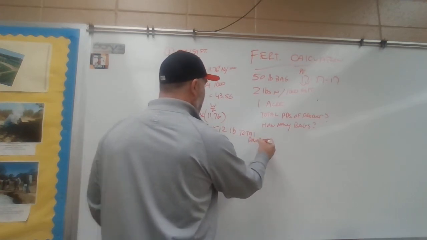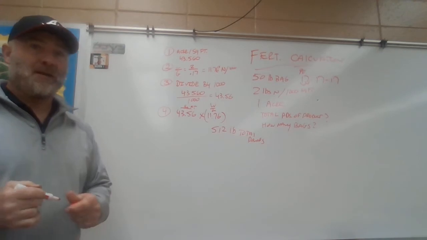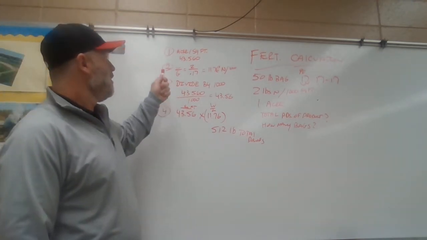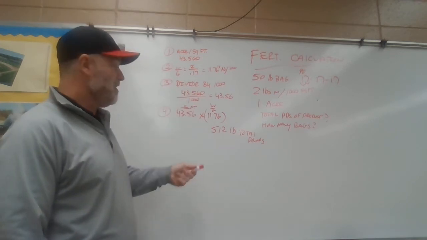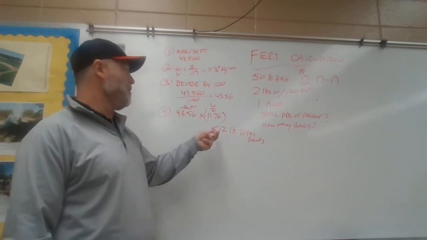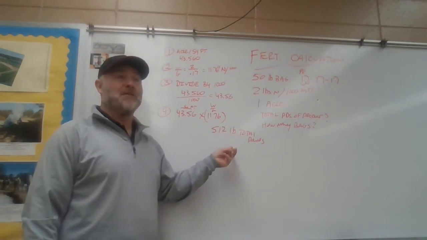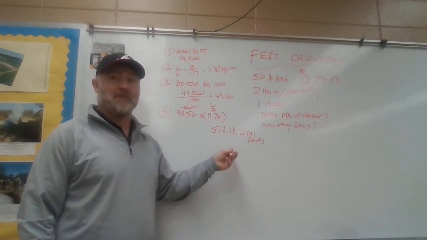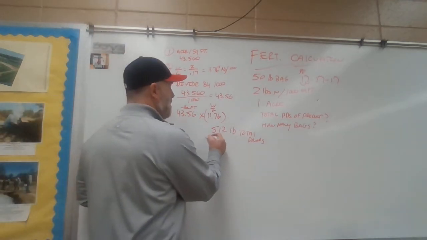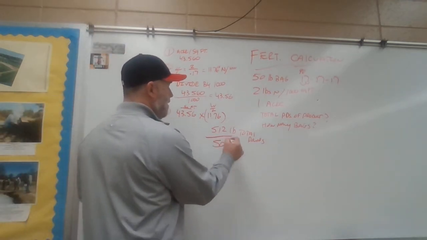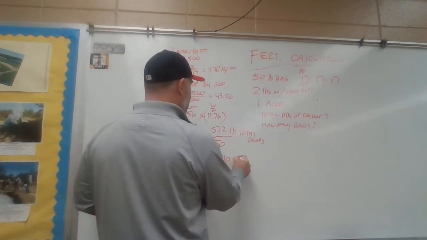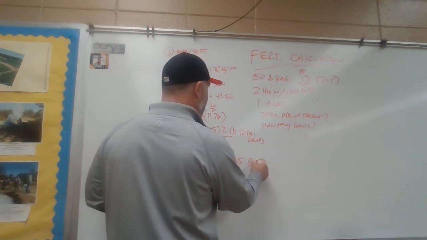Total pounds. I want everybody to remember this is important. Your 2 pounds of nitrogen per 1,000 square feet, to get that over 1 acre, you have to put out 512 pounds of fertilizer. And if I wanted bags, divide by 50, you get 10.25 bags.